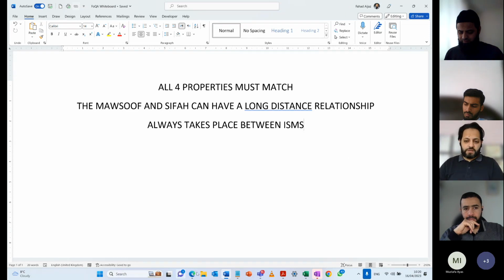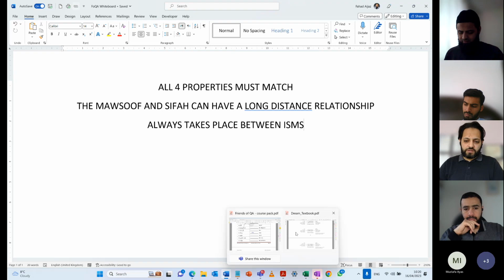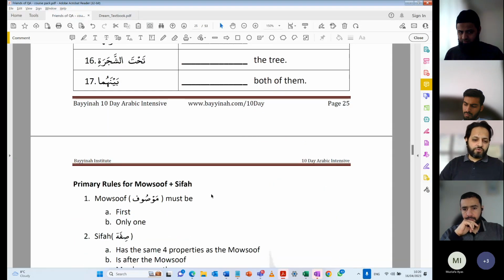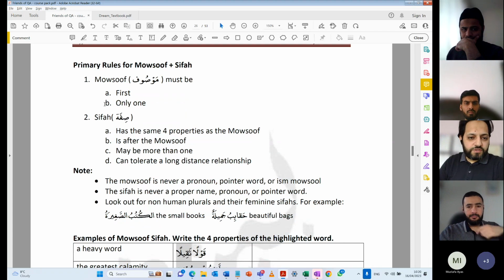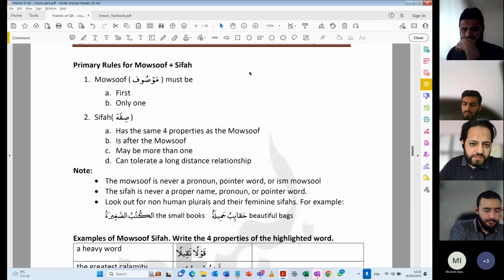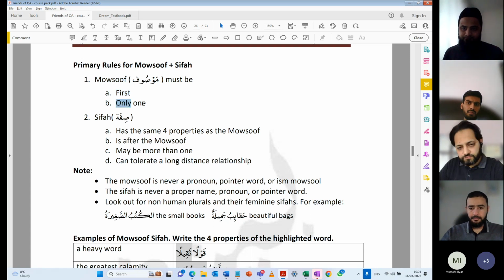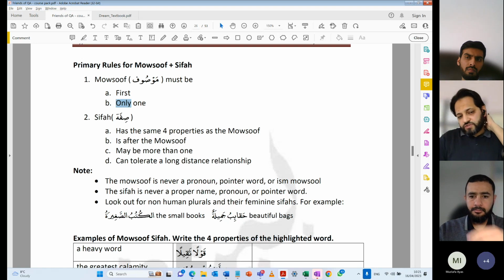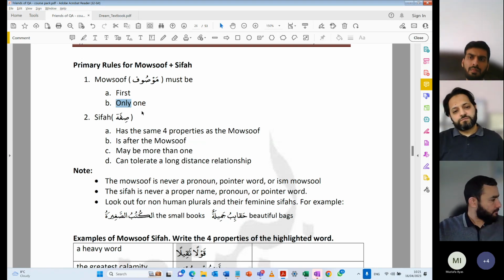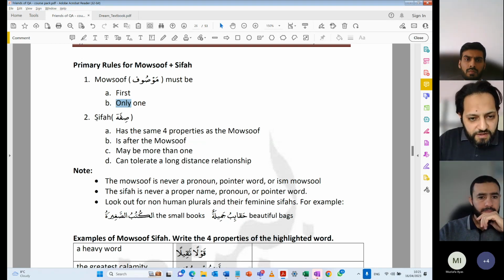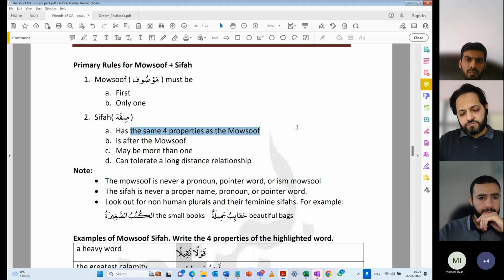Okay. Now let's go to your notes. There are a few interesting things written in your notes. So let's read through these notes. There are two things in this fragment that you have in your notes. One is the Mawsoof, and the other is Sifa. Mawsoof is always the first one, and there is only one Mawsoof. You describe one ism at a time. Sifa, on the other hand, has the same four properties as the Mawsoof, always.